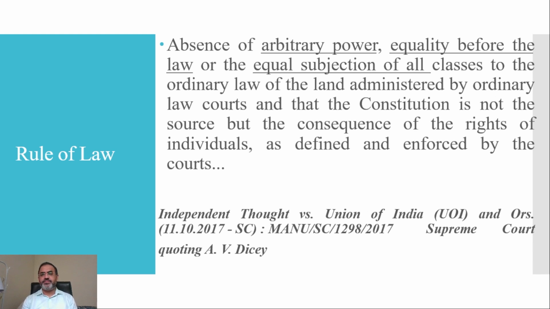The rule of law means the following. First, absence of arbitrary power. So there has to be absence of arbitrary power. And this power, when we say power, it's mainly attributable to a state. However, anyone exercising arbitrary power is actually acting contrary to the mandate of the rule of law. And the second aspect is equality before law, or the equal subjection of all classes to the ordinary law of the land administered by ordinary courts.